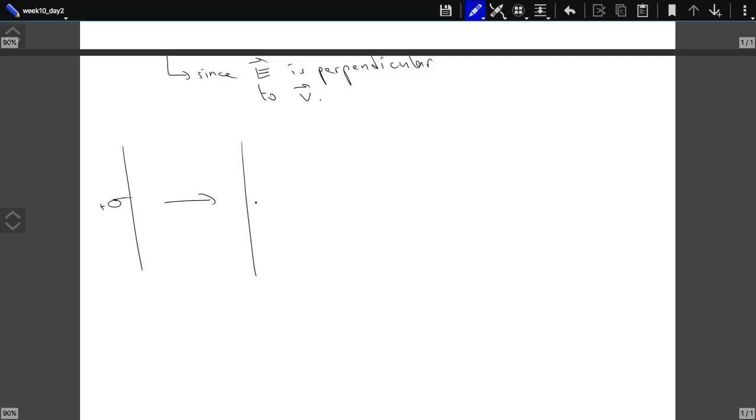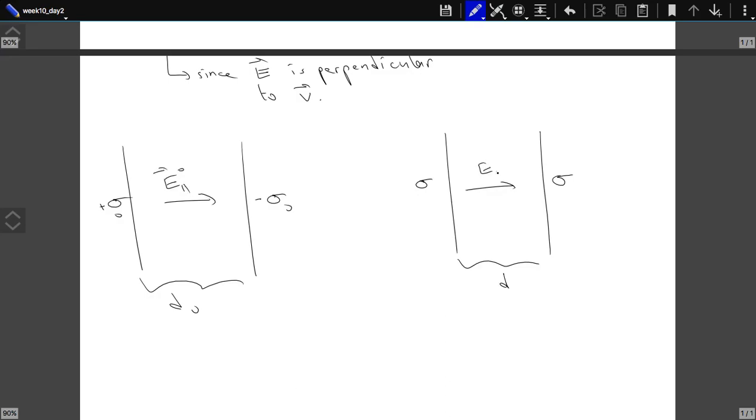let's say this is plus sigma, this is minus sigma 0. In the alternative reference frame, this distance will be d0, this distance will be d, the charge densities will be sigma, and hence this will be the electric field. This time let's denote it by parallel. Parallel meaning that it is parallel to the velocity. Now we see the only difference between these two reference frames is the d. d is Lorentz contracted, so d is d0 over gamma.